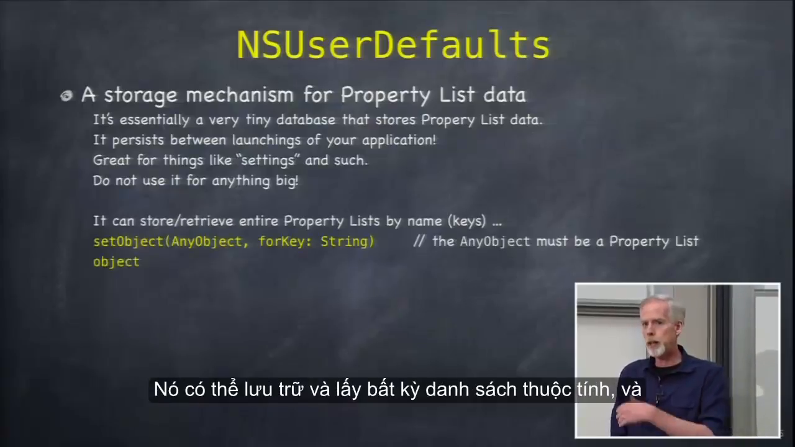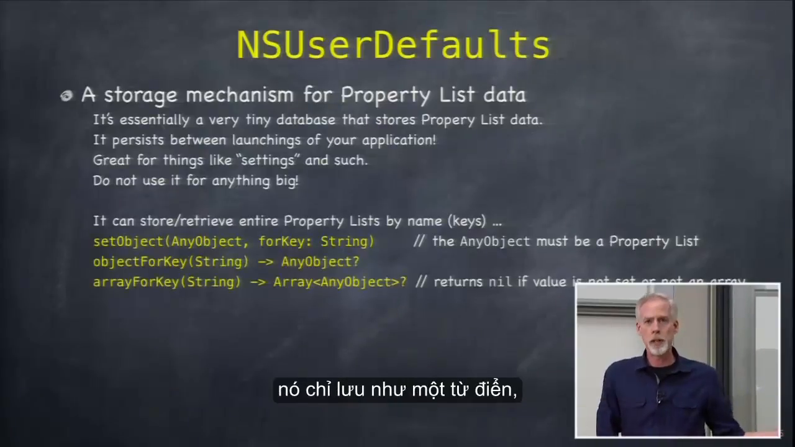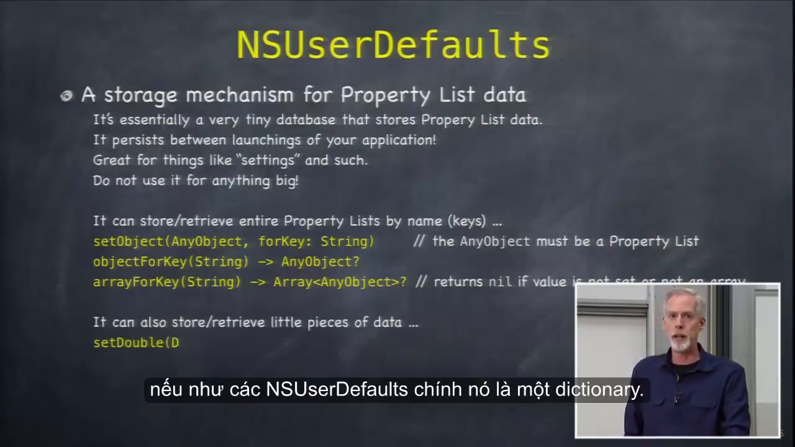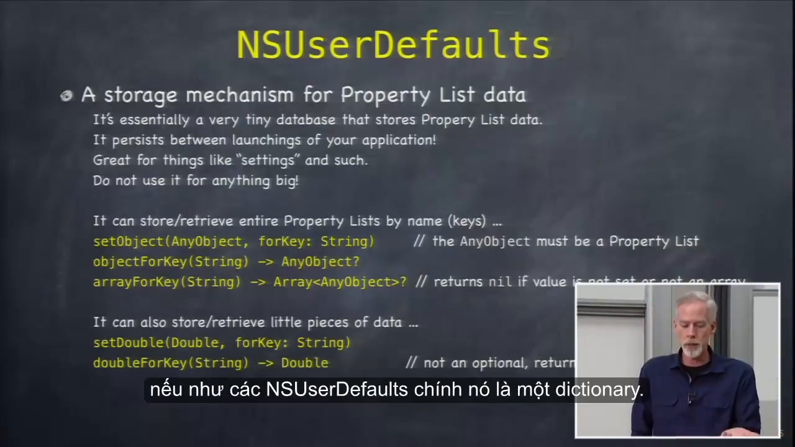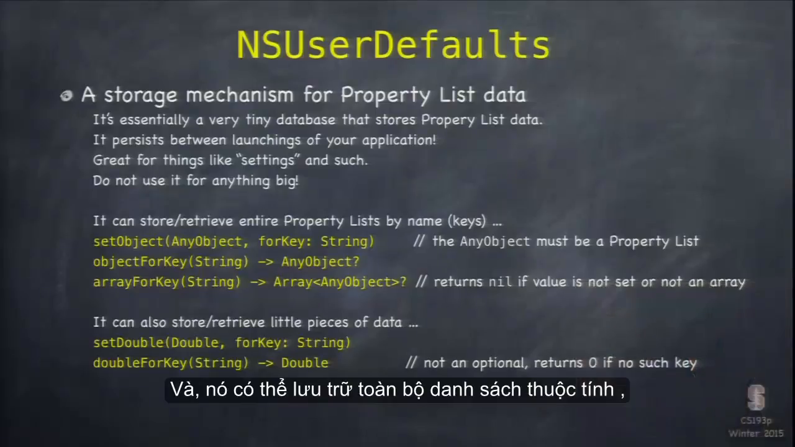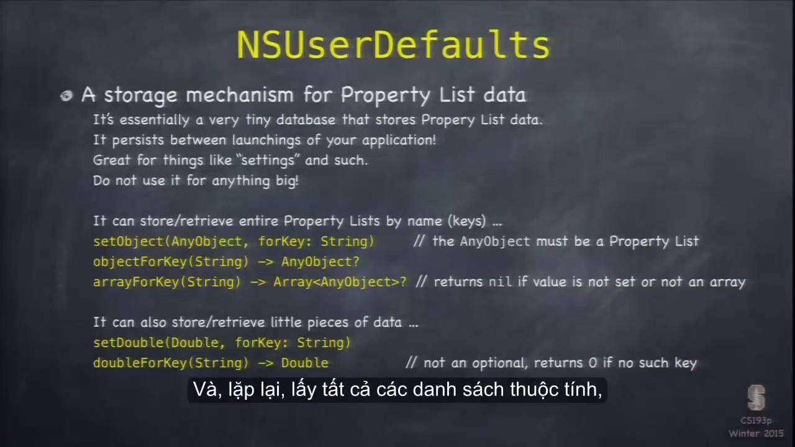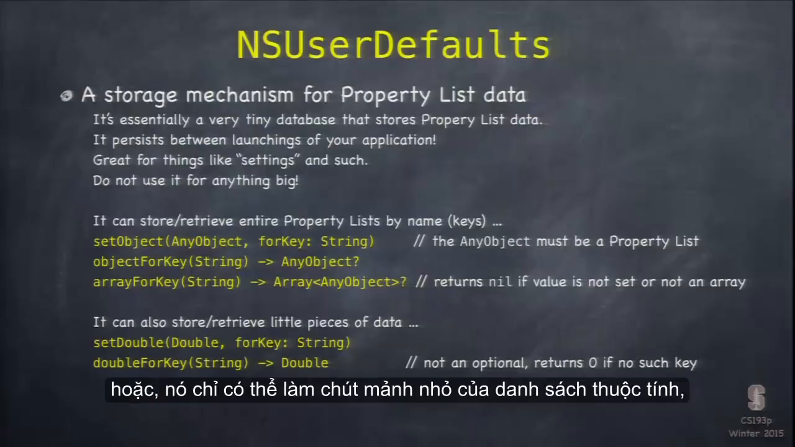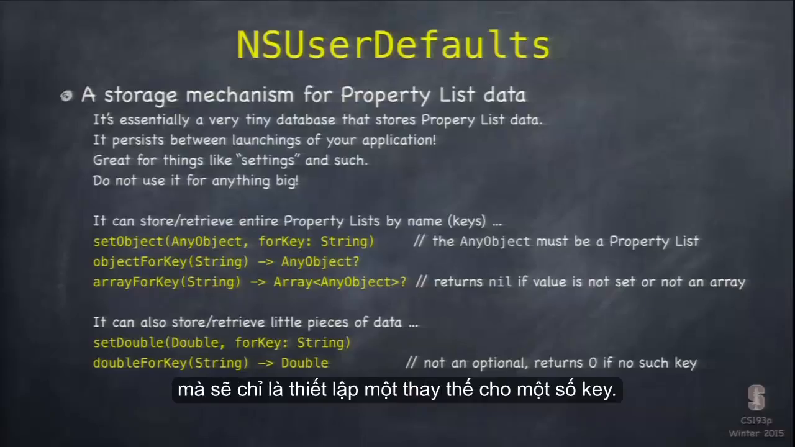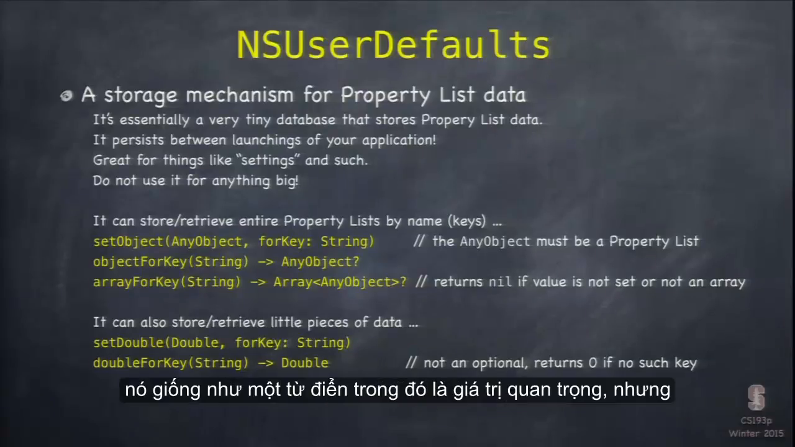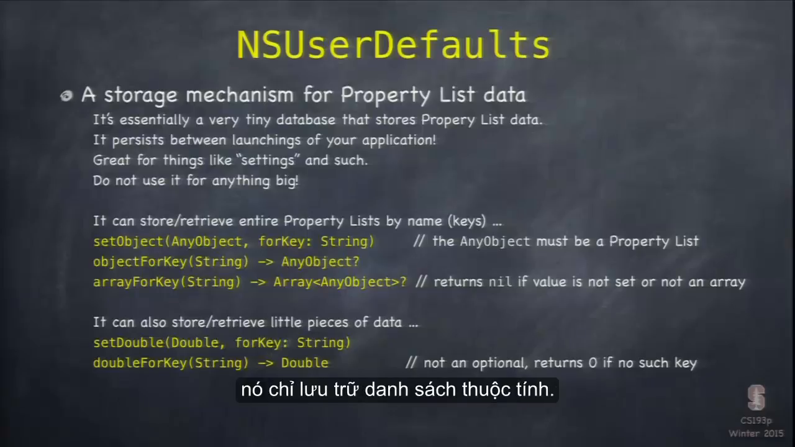It can store and retrieve any property list, and it just stores it like a dictionary, as if the NSUserDefaults thing itself is a dictionary. And it can store the whole property list, like setObject forKey, that first method you see there, and retrieve a whole property list. Or it can just do little tiny pieces of property list, like it has a method setDouble that will just set a double for a certain key. Okay? So it's like a dictionary in that it's key value, but it only stores property lists.